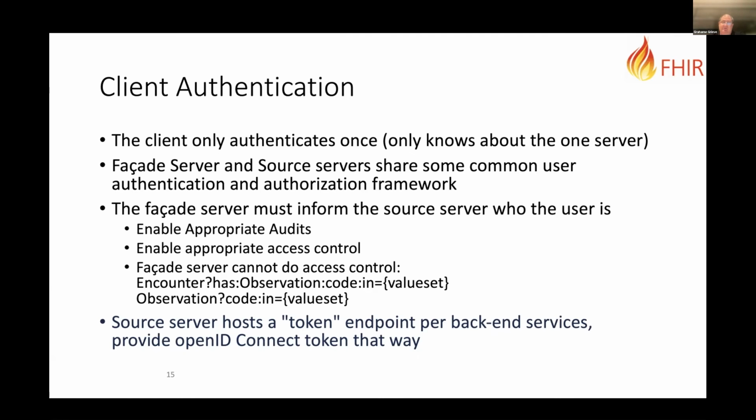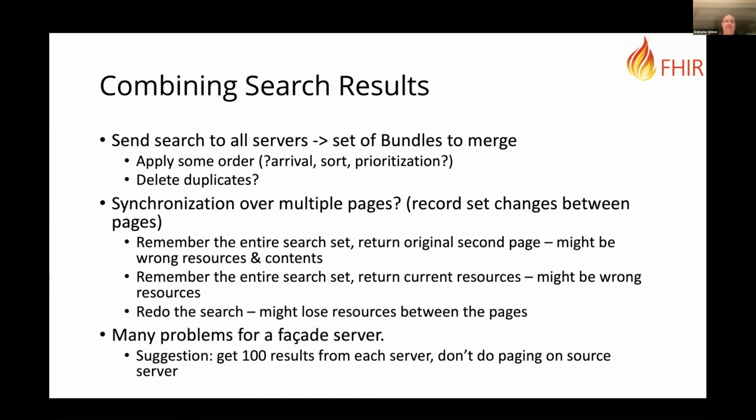I'm not going to go into the details, but the right way to do this, and I think we should start moving to this, is to say that part of the OAuth is to take a backend, to provide backend services, and take an OpenID Connect token as part of the backend services, so that the server can pass the user identity through without having to re-authenticate the user, and then the source server trusts the Facade server.